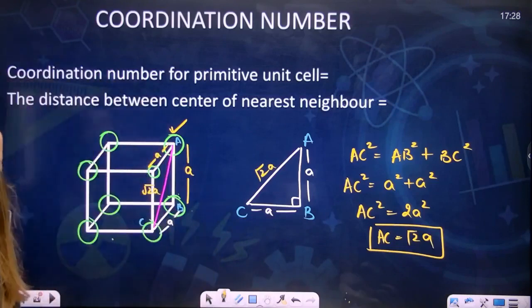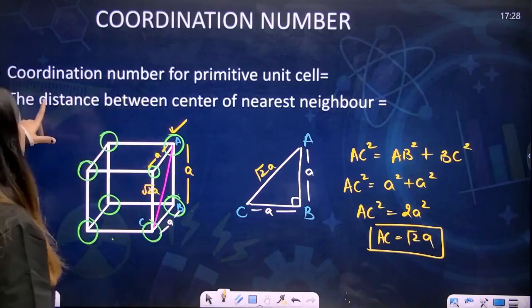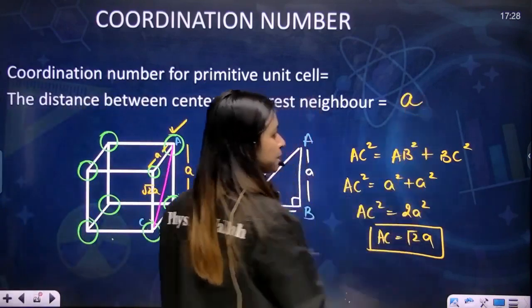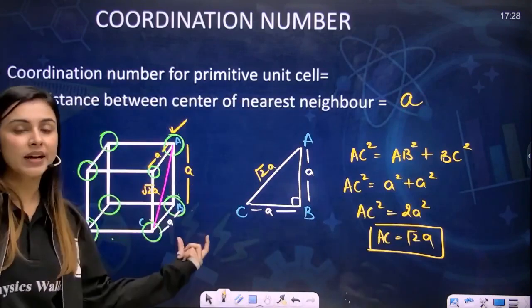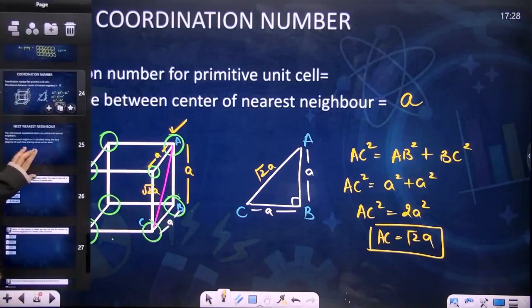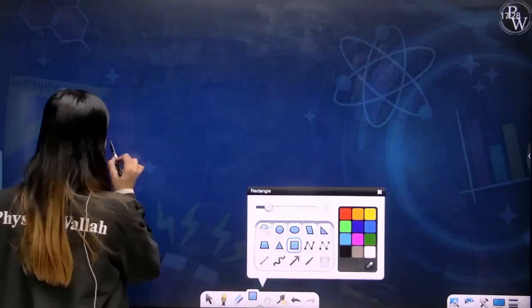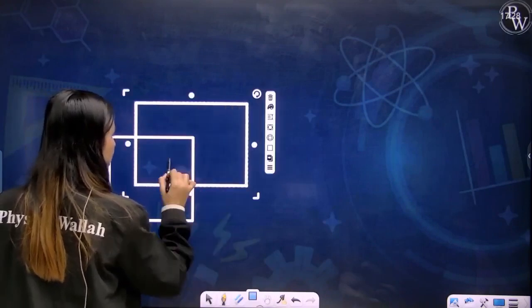Okay. So we can say that the coordination number of the primitive unit cell, we don't know, we need to calculate. The distance between the centers of the nearest neighbors is A. This we have found out because root 2A was a bigger value, A is a smaller value. So now, my dear students, let's try to find out how many atoms are present. For this, again, you need this unit cell.